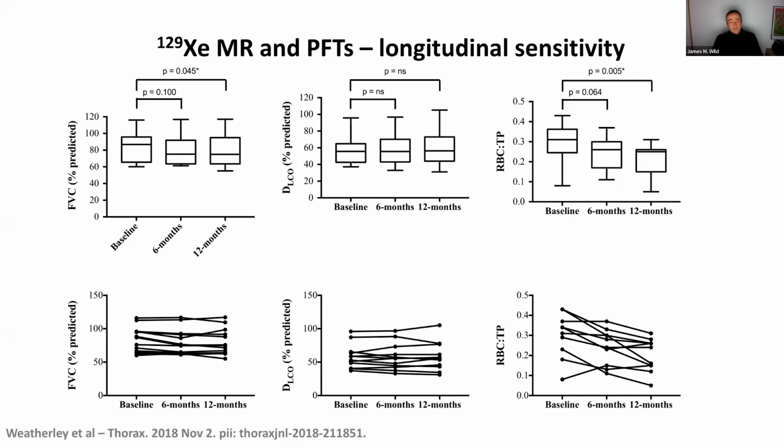If we look at the lung function in this same group of patients, we see an approximate 10% decline in FVC over the whole group, but not much patient-specific change. And again, for DLCO, there's no signal. But for the xenon measurements, we're seeing quite a steep rate of decline for most of the patients from 0 to 6 to 12 months, indicating that it's got some kind of real prognostic sensitivity and ability to monitor change.